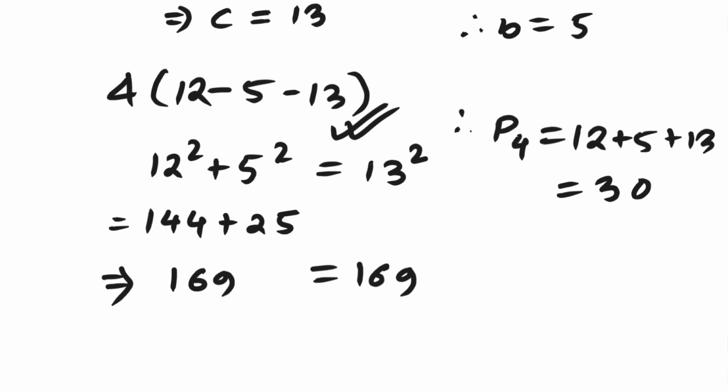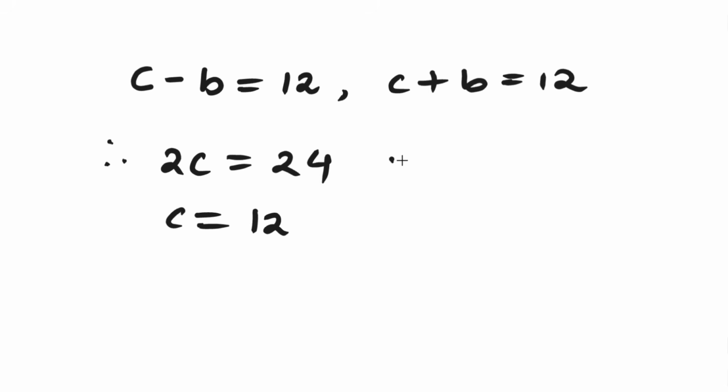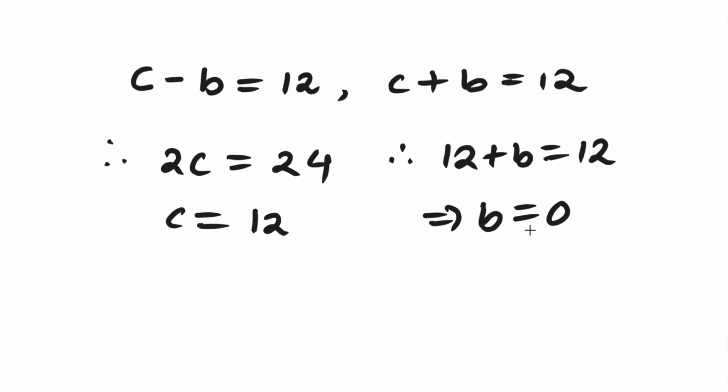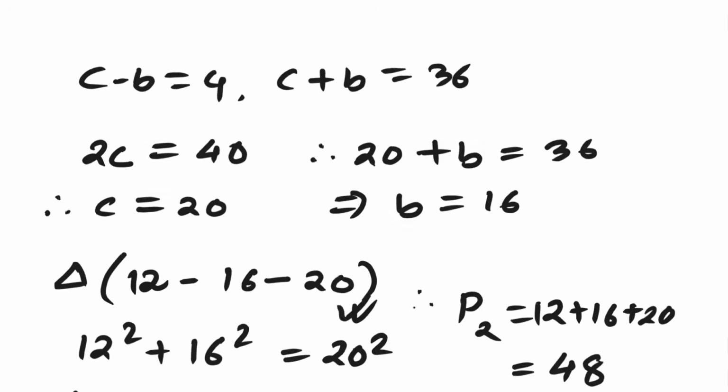Finally, let us look at the factor pair 12 and 12. If c minus b equals 12 and c plus b equals 12, then adding gives 2c equals 24, so c equals 12. Substituting back gives 12 plus b equals 12, which means b equals 0. But a side length cannot be 0 because a triangle must have 3 positive sides. Therefore, this case is not a valid triangle and must be rejected.